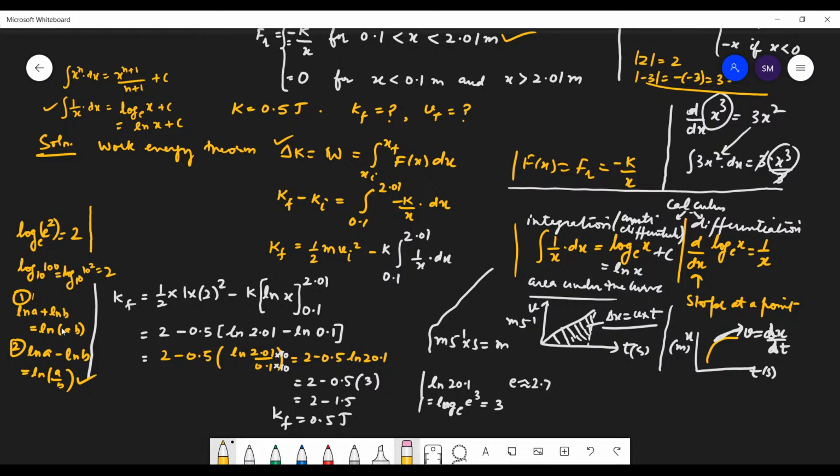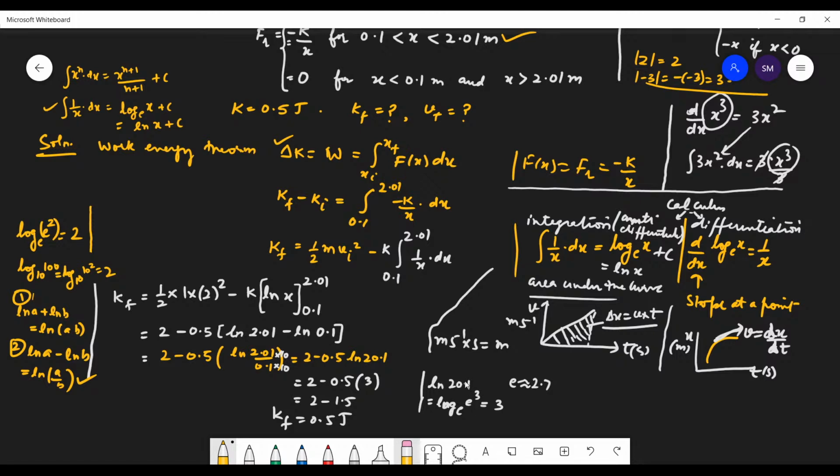Log A plus log B is equal to log A multiplied by B, and log A minus log B is log of A divided by B. So now we have to use this formula, log A minus log B, which is equal to log A divided by B. So log of 2.01 divided by 0.1. Multiplying both sides by 10, we get 2 into log of 20.1. And what is log 20.1?